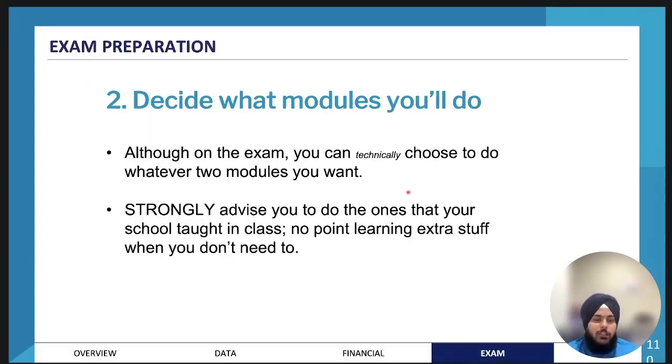Thirdly, when you start doing practice exams, work out what modules you'll be doing first. Not which 2 modules you choose, but which modules you're going to do first. If you're really strong with data, you might start with data first, or if you're really familiar with matrices, you might start with matrices, but work that out as soon as possible.